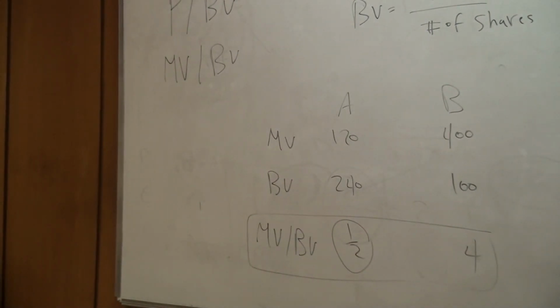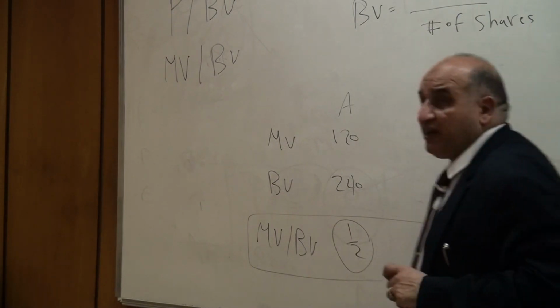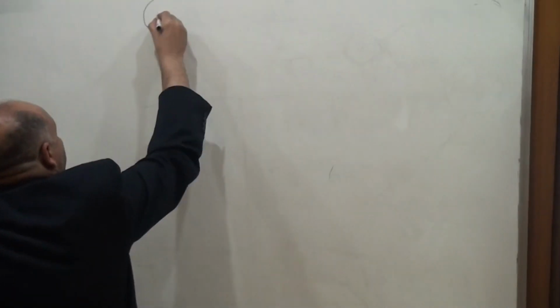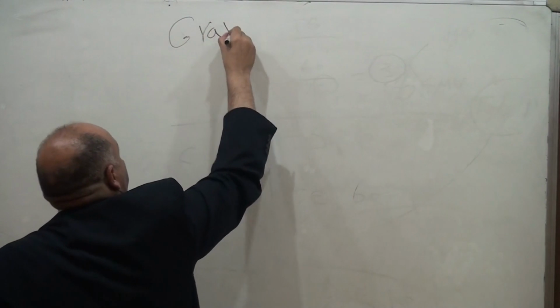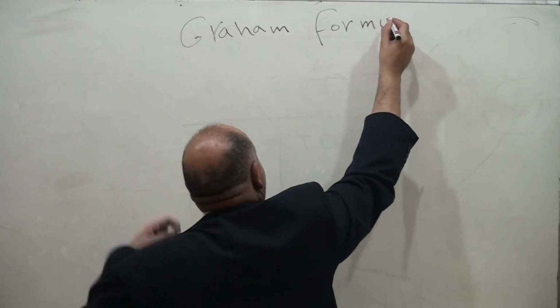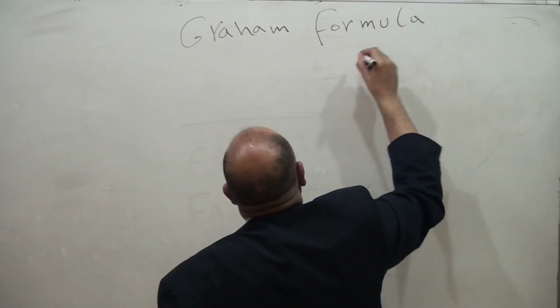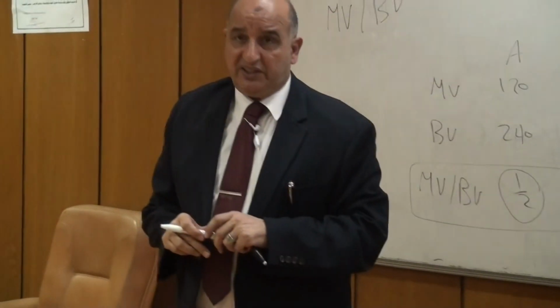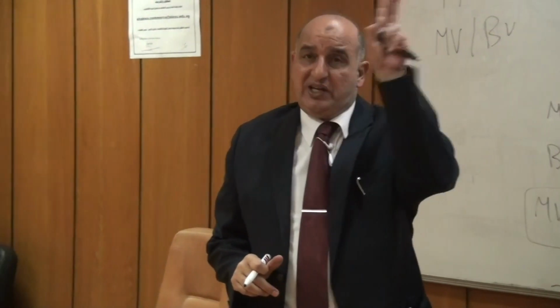Please highly concentrate. We have a very famous broker around the whole world. His name is Benjamin Graham. Graham has an equation, a formula, and he used it and made a lot of money by these two ratios only, the P/E and the market value to book value.